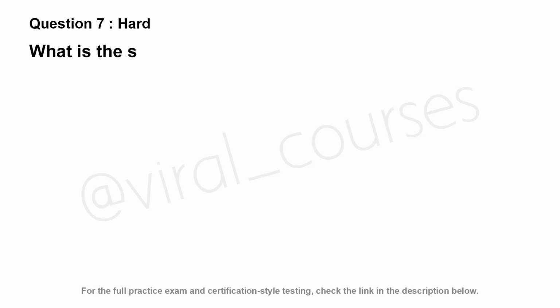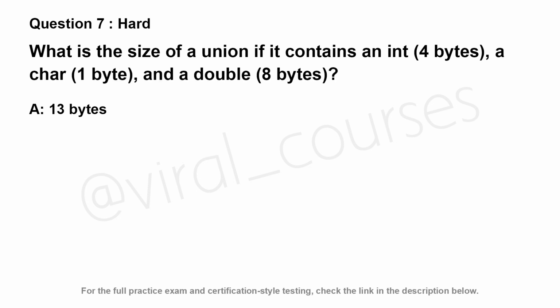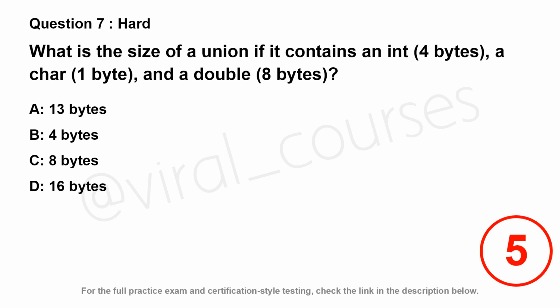What is the size of a union if it contains an int, 4 bytes, a char, 1 byte, and a double, 8 bytes? Option A, 13 bytes. Option B, 4 bytes. Option C, 8 bytes. Option D, 16 bytes.